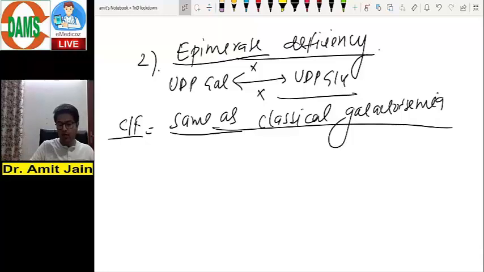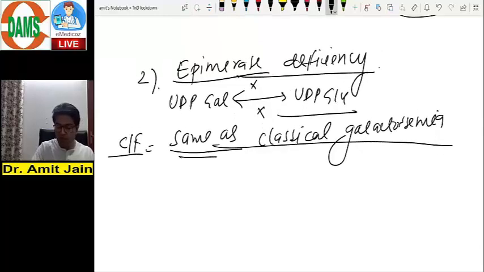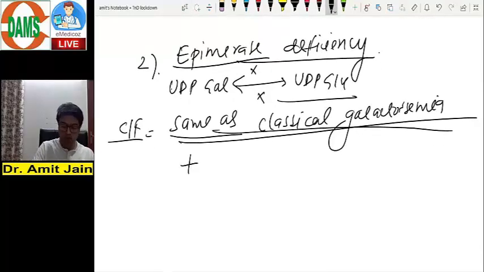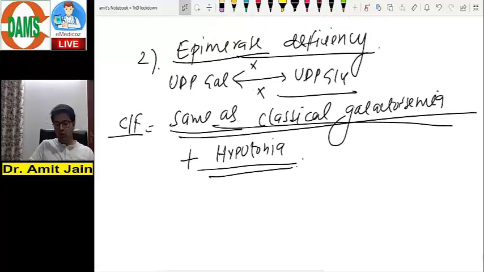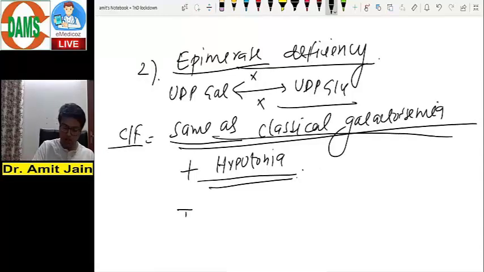So why not even the oil drop cataract here? It's not known, because the same galactitol is accumulated there also. Let's see what more things are present here. Same as classical galactosemia, plus there is hypotonia. Why, that is again not known. Just because of deficient epimerase, why is there hypotonia? Hypotonia is decreased muscle tone, weak muscles. If you don't know, please write it down: weak muscles.